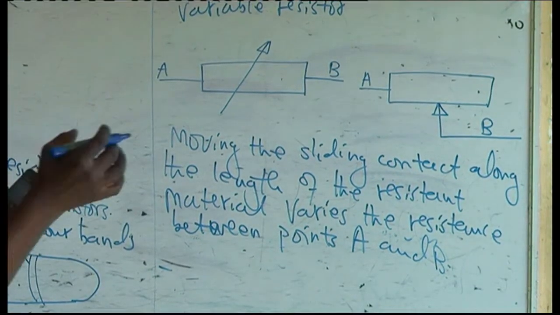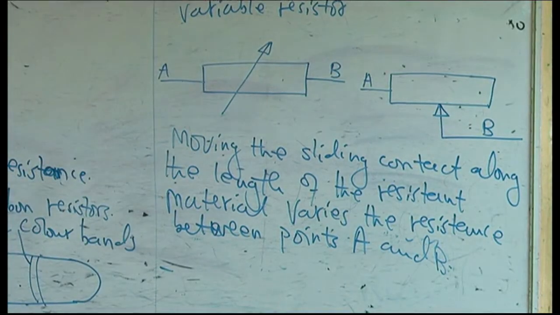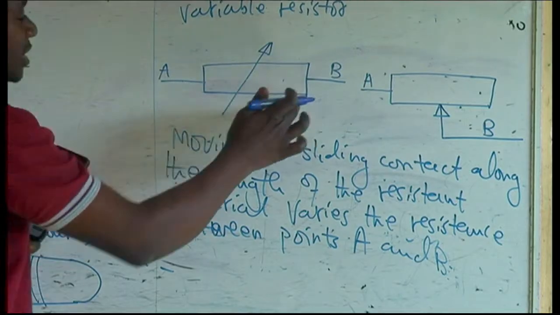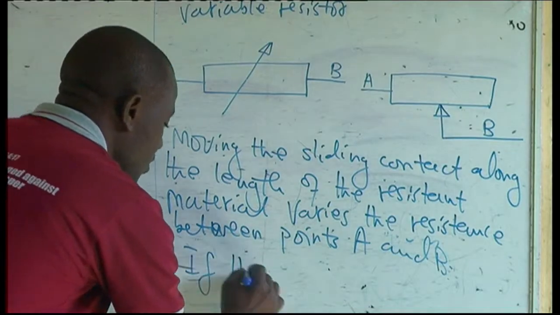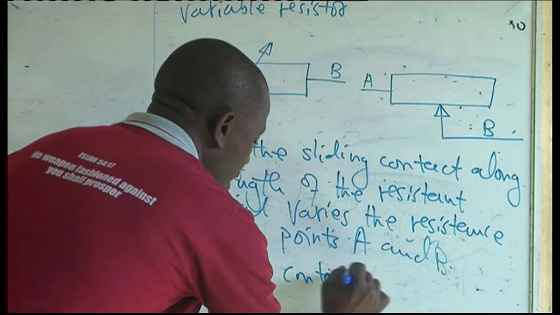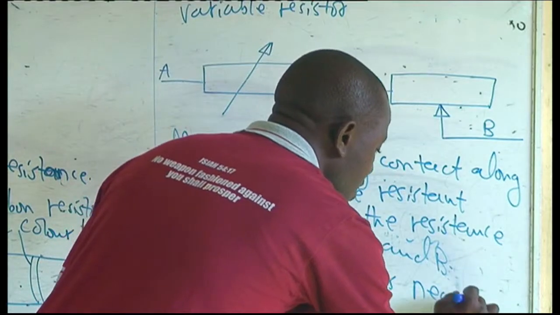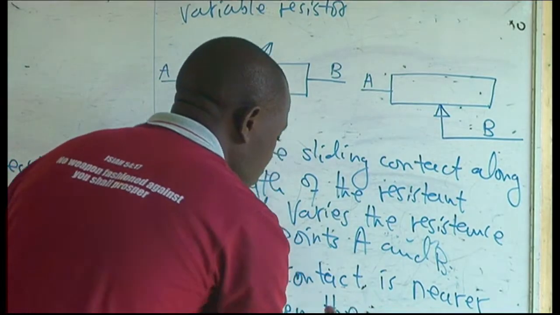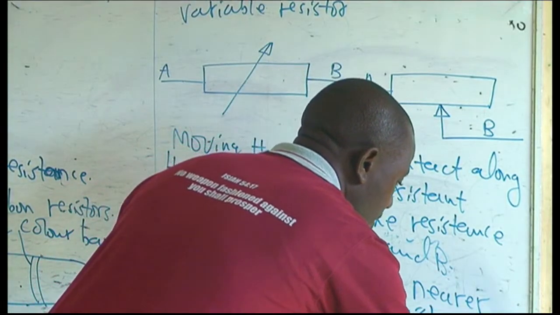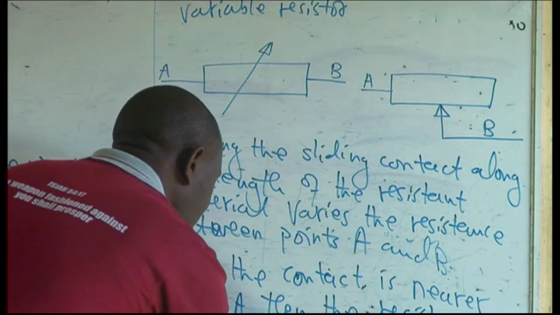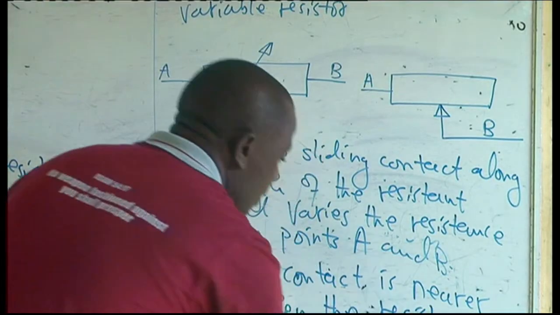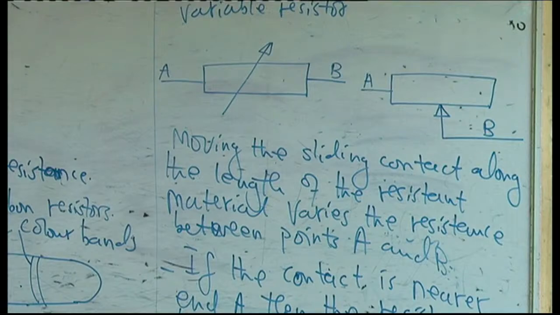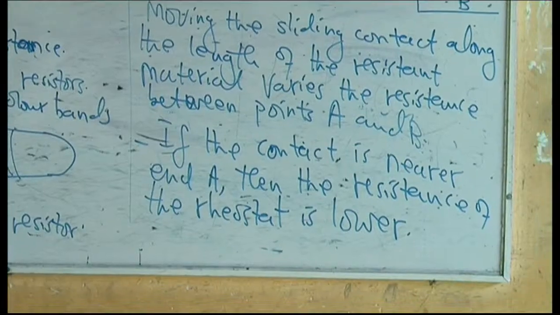That's why I said that if the contact is closer to A, then the resistance of this resistor will be lower, and if it is closer to B, then it will be higher. So if the contact is nearer to A, then the resistance of the rheostat is lower. As the length increases from A towards B, resistance also increases, and that's how you can vary the resistance of this variable resistor, which is the rheostat.